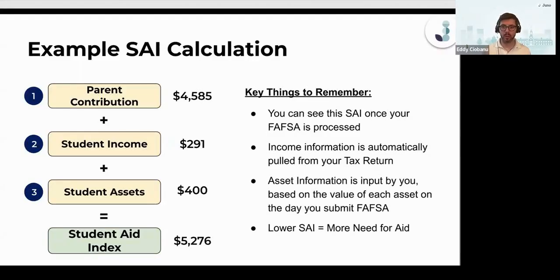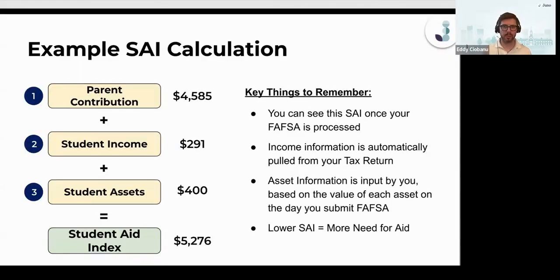And ultimately, the lower your student aid index number, the higher your need for financial aid. So if this student attends a university that has a cost of attendance higher than $5,276, if you remember the formula, cost of attendance minus student aid index determines your final financial need, then this student would be granted some form of a financial aid package.